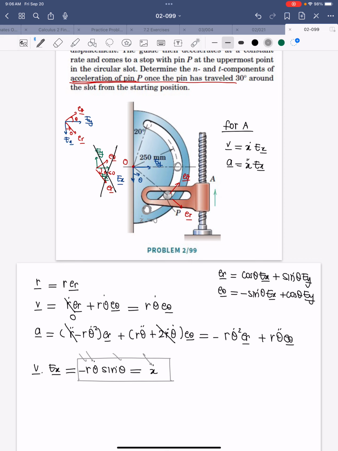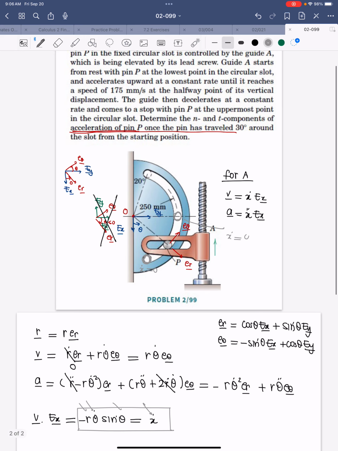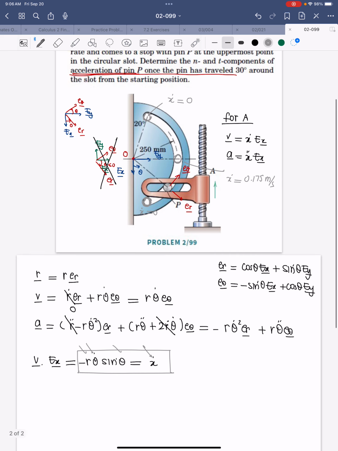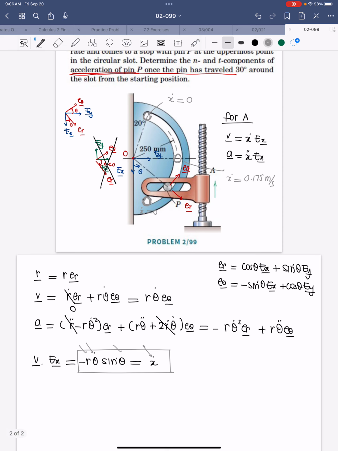And x dot is 0.175 meters per second here. And in between the two, x double dot is constant. And then here, x dot goes back to 0. And in between the middle and the top, the acceleration is also constant. So I have a bunch of unknowns. 2 unknowns, 1 scalar equation, so I'll need to look for more equations.